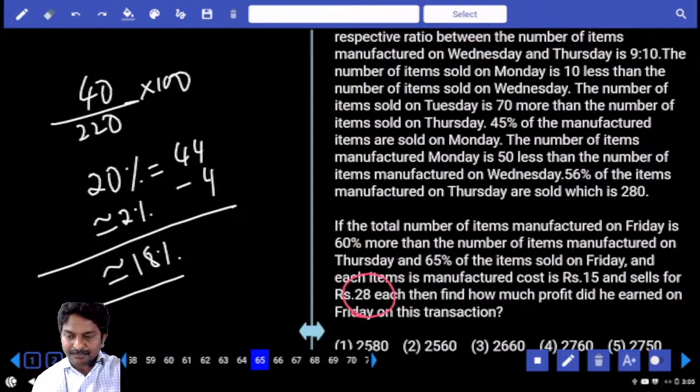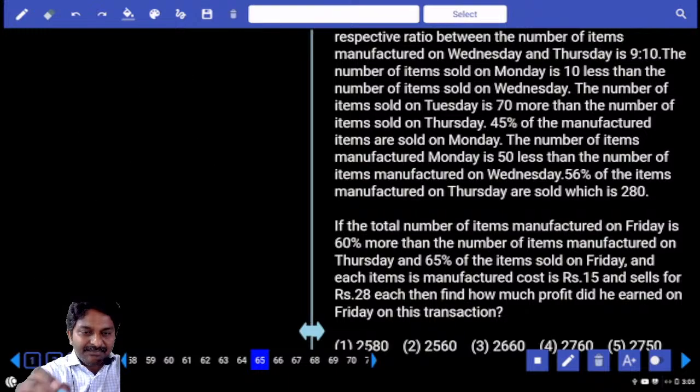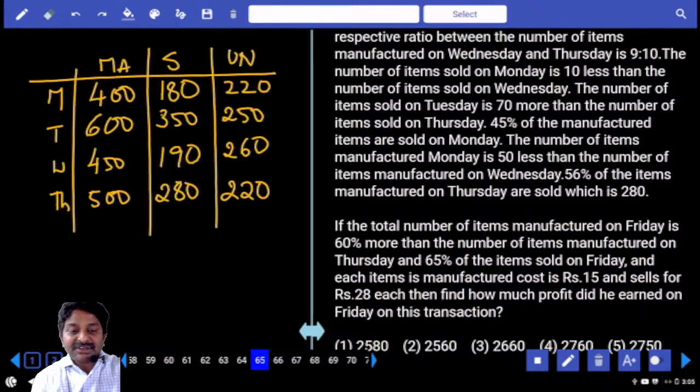First option. If the total number of items manufactured on Friday is 60% more than number of items manufactured on Thursday. 60% more than this number, which is 300. So on Friday, we are going to have 800.